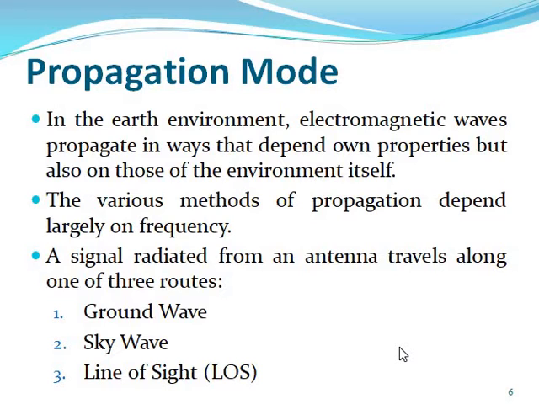Here we can see the three types of propagation mode: ground wave, sky wave and line of sight. In the Earth environment, electromagnetic waves propagate in a way that depends on their properties, but also on the environment itself. The various methods of propagation depend on the frequency. A signal radiated from the antenna travels along three routes: ground wave, sky wave, and line of sight.